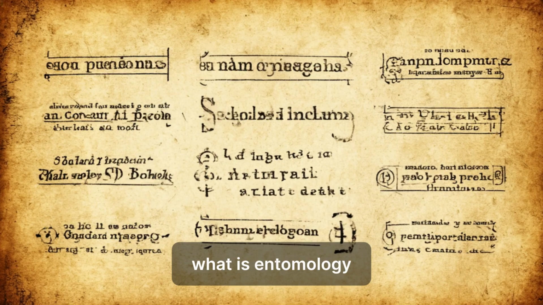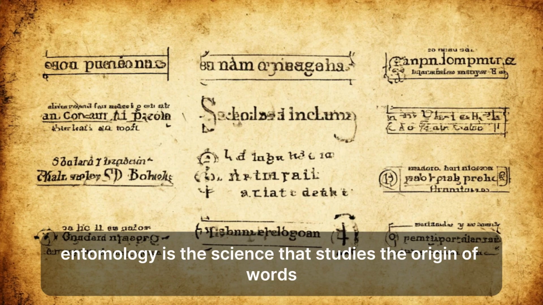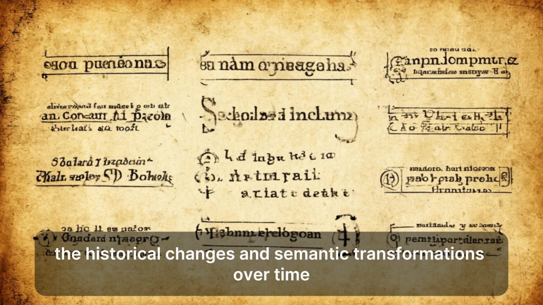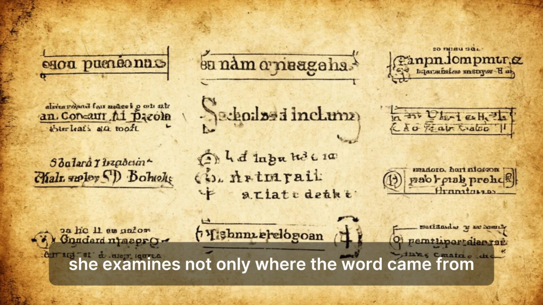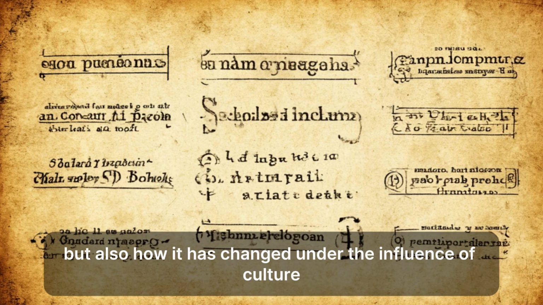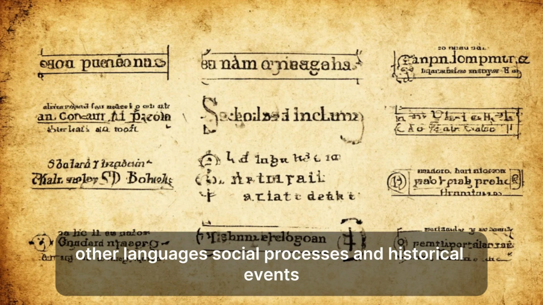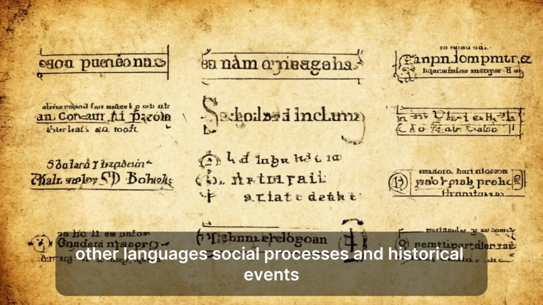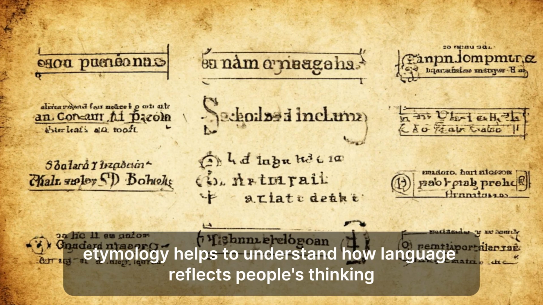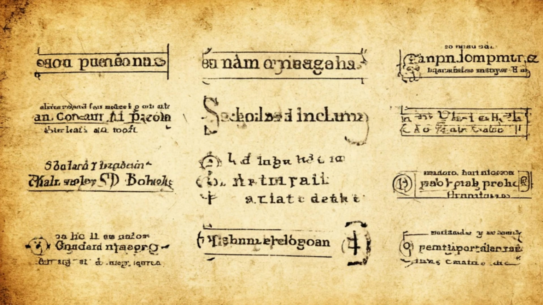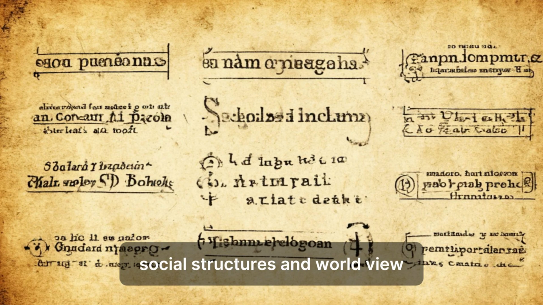What is etymology? Etymology is the science that studies the origin of words, the historical changes and semantic transformations over time. It examines not only where the word came from, but also how it has changed under the influence of culture, other languages, social processes, and historical events. Etymology helps to understand how language reflects people's thinking, habits, social structures, and worldview.